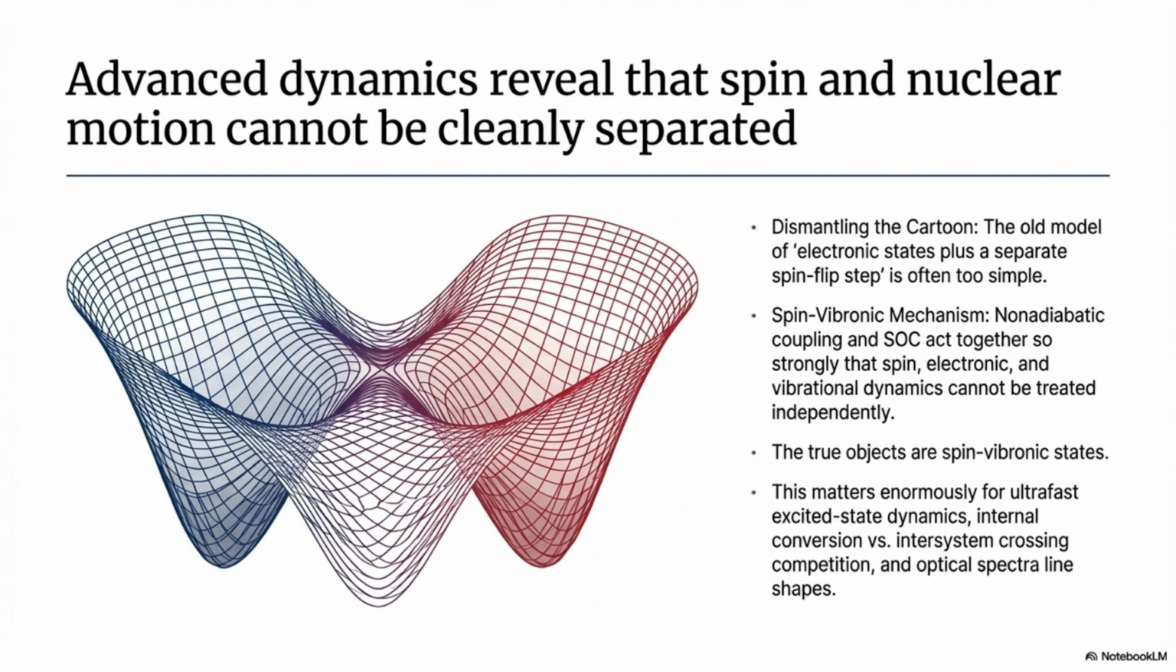Advanced dynamics show that spin and nuclear motion cannot be cleanly separated. The spin-vibronic mechanism means that non-adiabatic coupling and SOC act together. This coupling is critical for ultra-fast excited state dynamics, like intersystem crossing, and for modeling optical spectral line shapes.